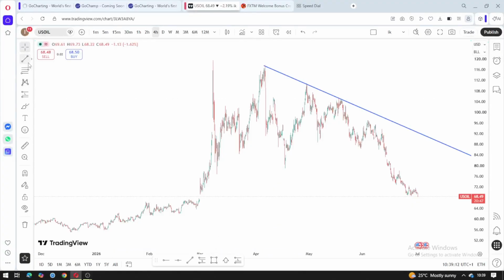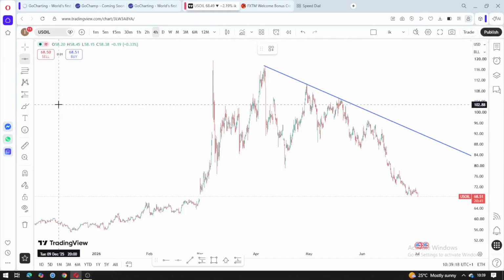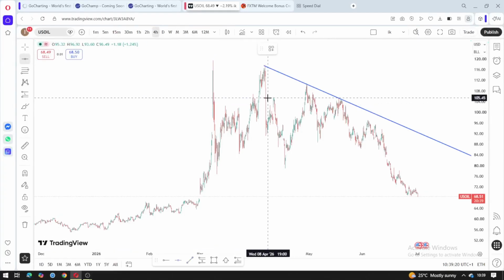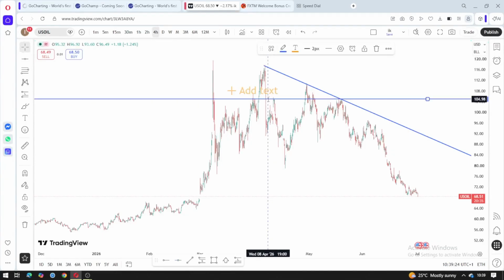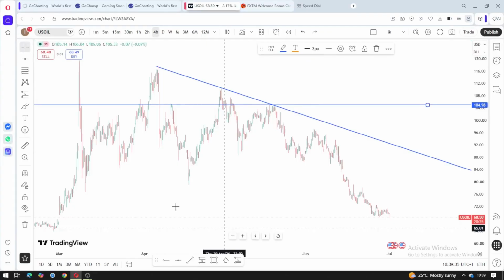All right, my horizontal tool. I didn't pick it. You didn't follow me. All right, follow me now, guy. All right, you followed me now. All right. Now I connected the trend line. Let me zoom in a bit, zoom out a bit.